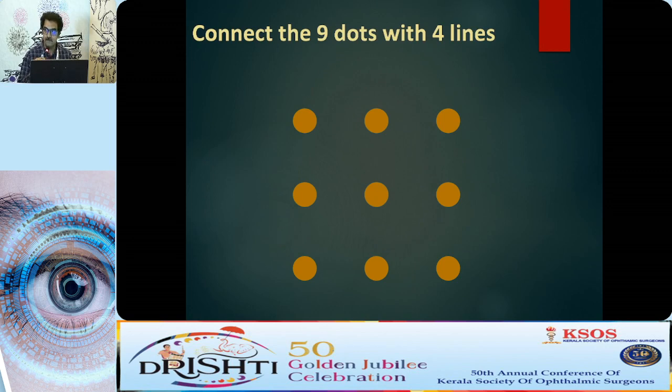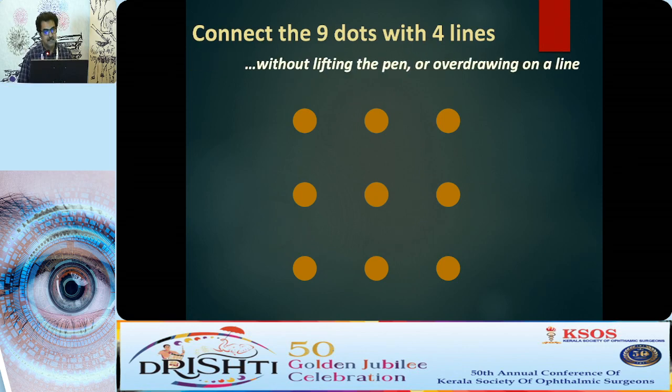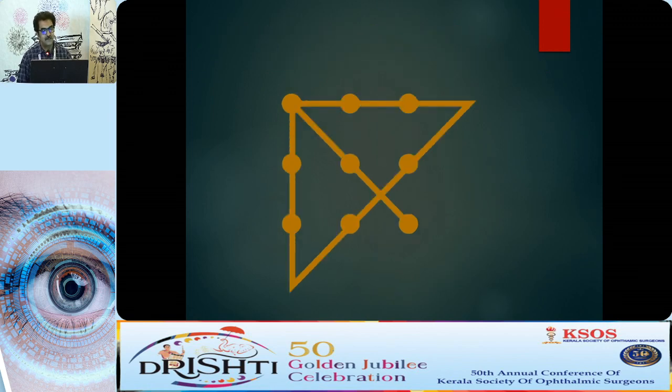So this is the funda of out of the box, without lifting the pen or overdrawing on a line. How will you do it? This is how you should do it. You go like this, you go like this, you go like this, and you come back. So it is like you are going out of the framework. You are not within the framework of the normal thing. You are going out of the framework.